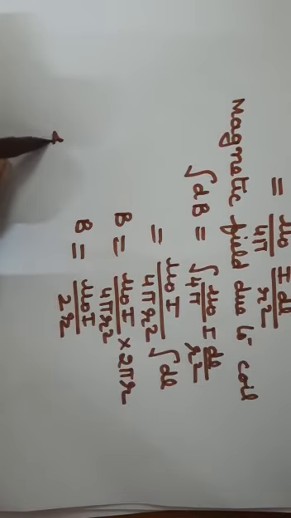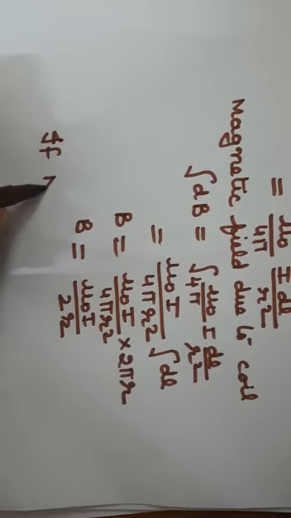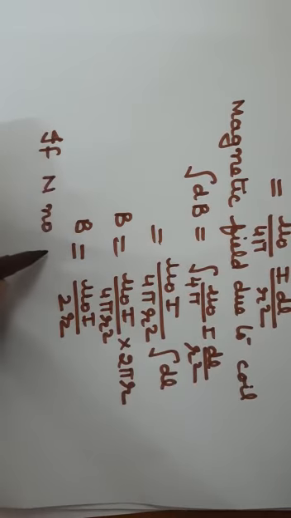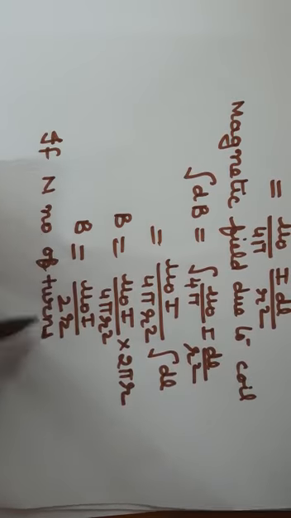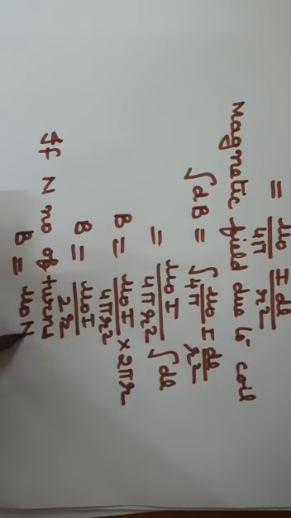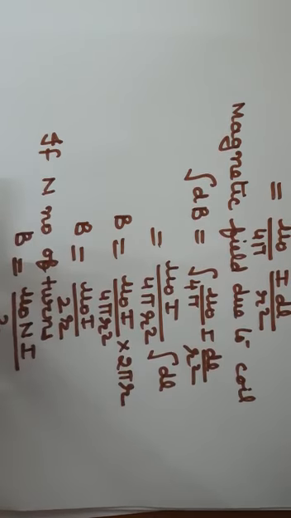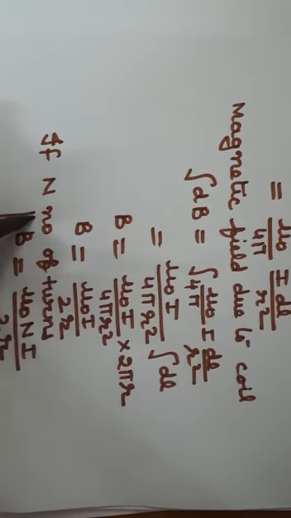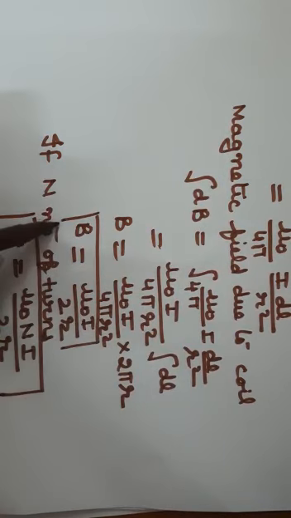Okay, if there are n number of turns, total number of turns, then B will be equal to mu naught n I upon 2r. So by this formula we will find out the magnetic field at the center of a circular coil.